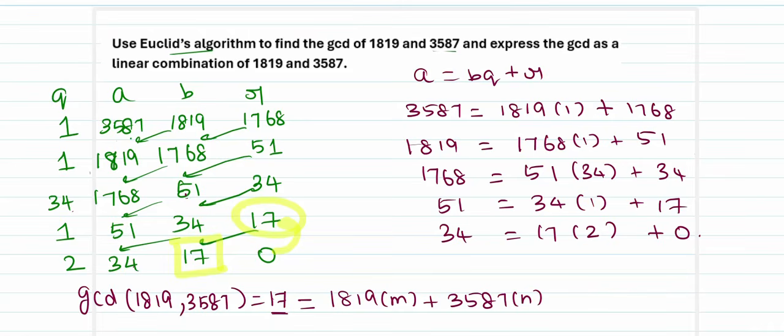Where is our GCD? The GCD is over here, 17. So step 1, replace 17. Step 2, replace 34. Step 3, replace your 51, and step 4, replace your 1768, and then we will arrive at our beginning point, 3587 and 1819. So from 17 I will be able to get 1819 and 3587 using my backtracing. So what we are going to do now is backtrace the answers.